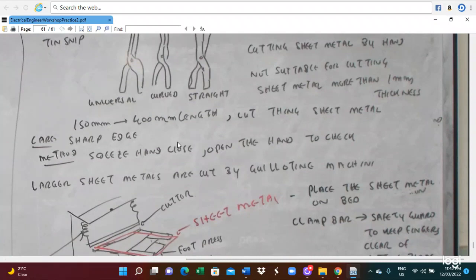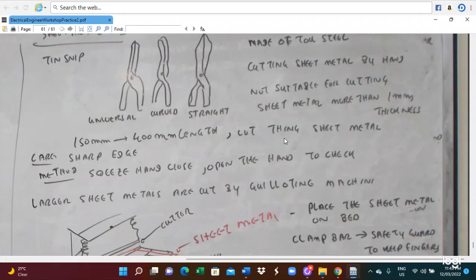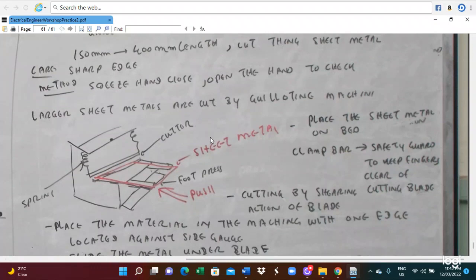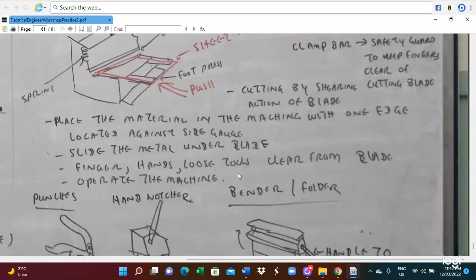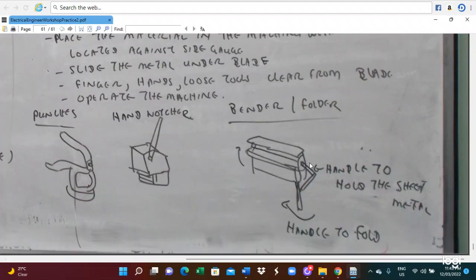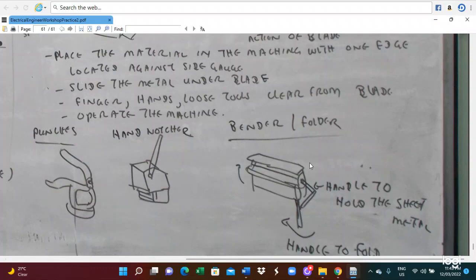Next, we have to cut the thin sheet metal. Also we have to utilize the appropriate squeezing handles. Also the large sheet metal has to be cut by the guillotine machine. So we have to place the sheet metal onto the guillotine machine, and we have to press the foot pedal down, then you can cut the sheet metal. So in this case, the sheet metals are held in place. You use a punch, you have to utilize hand notching, also sheet metal bending, folding, and we can cut and fold the sheet metal. So today's lesson is that we are talking about sheet metal and also the workplace environment.